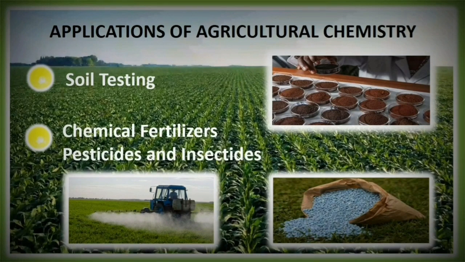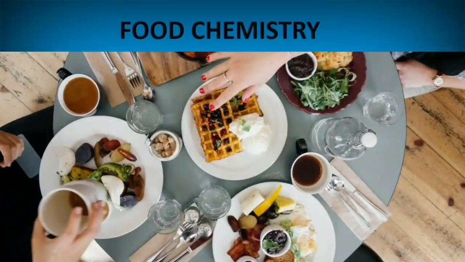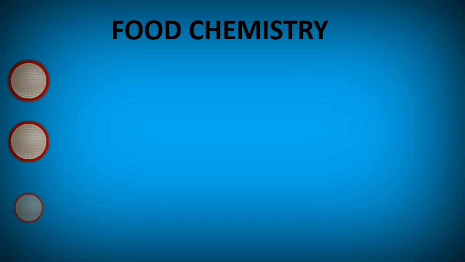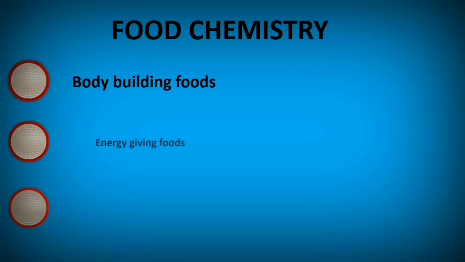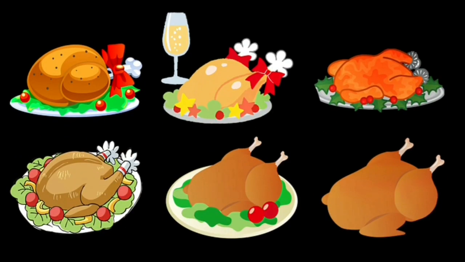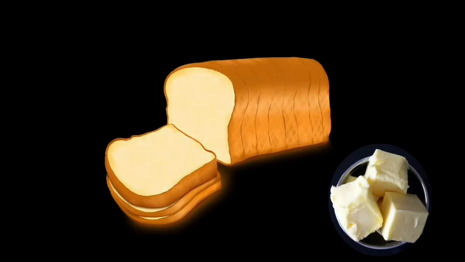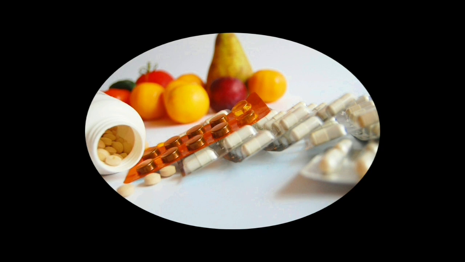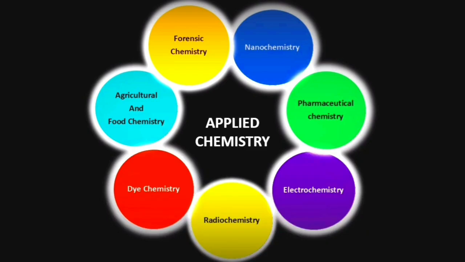Pesticides and insecticides are used to protect the crops from pests and insects. Food chemistry. As we know, food is one of the basic needs of all living things. All human beings require three kinds of food: body-building foods, energy-giving foods and protective foods. Body-building foods, that is proteins, are required for physical growth of body. Energy-giving foods, that is carbohydrates and fats, are the foods that supply energy for the function of parts of human body. Protective foods are vitamins and minerals. These protect us from deficiency diseases.